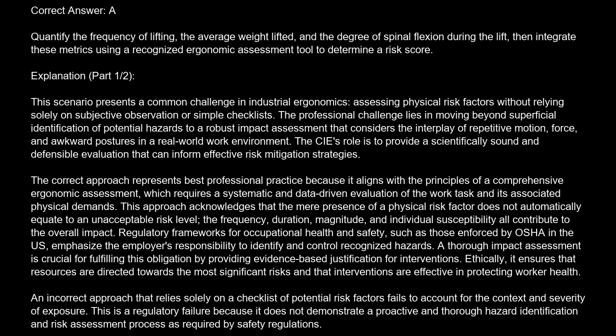Regulatory frameworks for occupational health and safety, such as those enforced by OSHA in the U.S., emphasize the employer's responsibility to identify and control recognized hazards. A thorough impact assessment is crucial for fulfilling this obligation by providing evidence-based justification for interventions. Ethically, it ensures that resources are directed towards the most significant risks and that interventions are effective in protecting worker health.